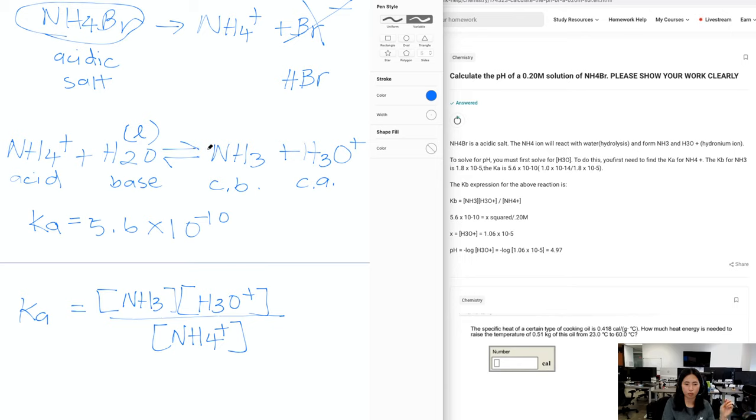So you're going to set up your ice table here, but we can just assume that because you only have 1 mole of NH3 and 1 mole of H3O plus, you can say that this is x squared over NH4 plus. The concentration of NH4 plus is equal to 0.20 molar, so we can just write that down. Then this is equal to your Ka, which is 5.6 times 10 to the negative 10.